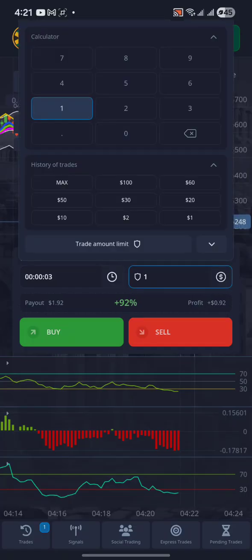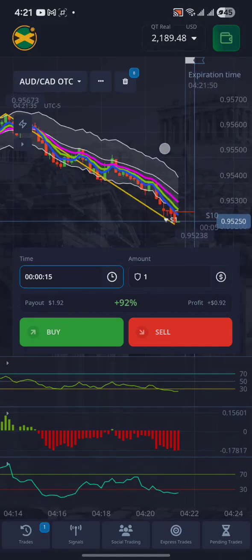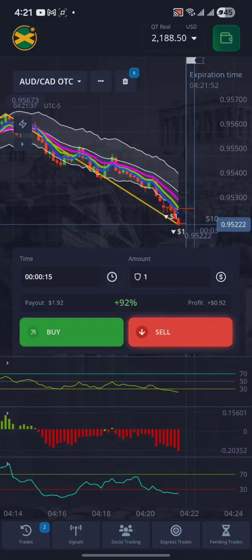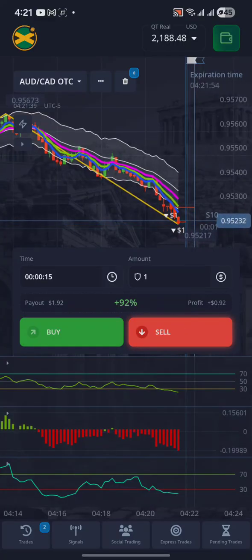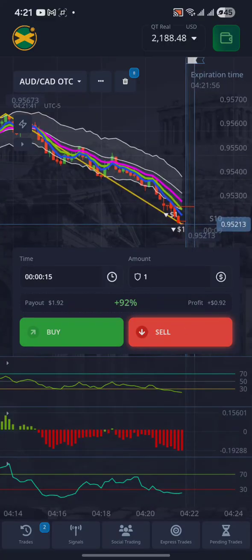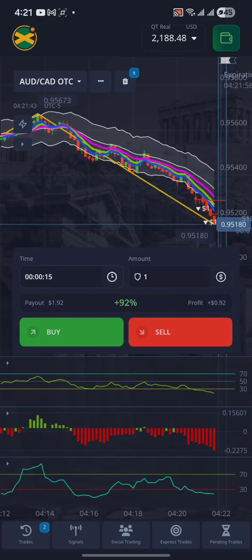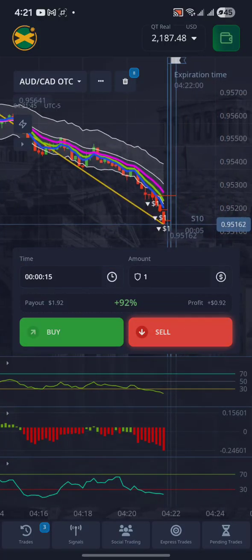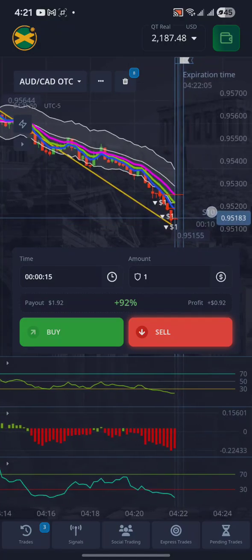Alright, so whenever we get a trend like this, sometimes every 15-second trade wins. And if we get like 2 or 3 15-second trades, we win. We now say, alright, we can take a bigger trade, because the market is moving in one direction now.